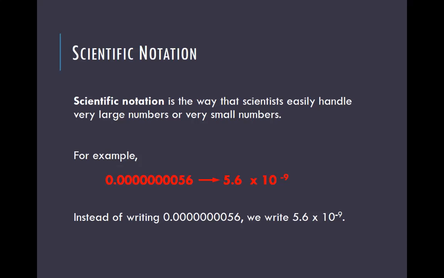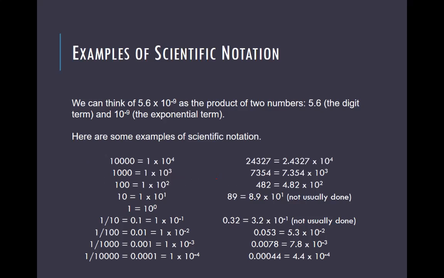Okay. Now, in order to go ahead and do this, we have to have some idea of these powers and how they work. We can think of 5.6 times 10 to the negative ninth as a product of two numbers: 5.6, the digit term, and 10 to the ninth, the exponent term.